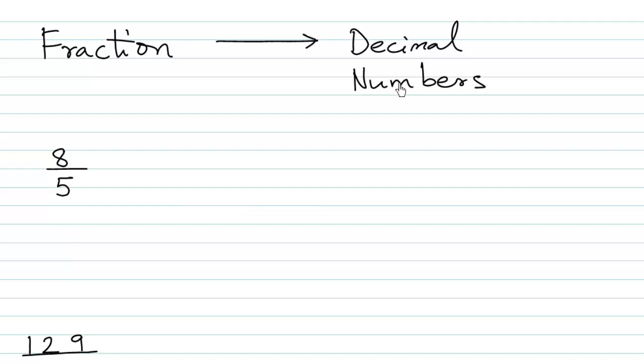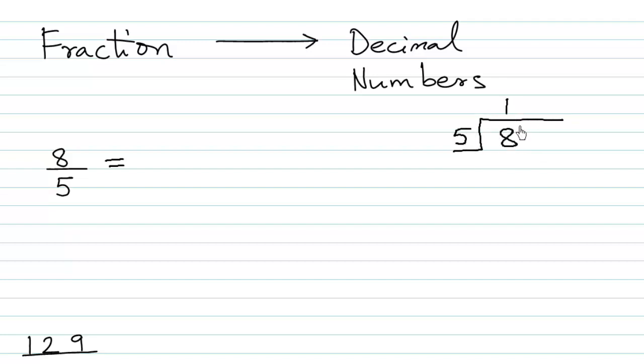We are now going to discuss how to convert fractions into decimal numbers. Starting with this example, 8 upon 5. So how are we going to write the answer to 8 upon 5 in decimal format? The first idea is just to simply divide this 8 by 5.